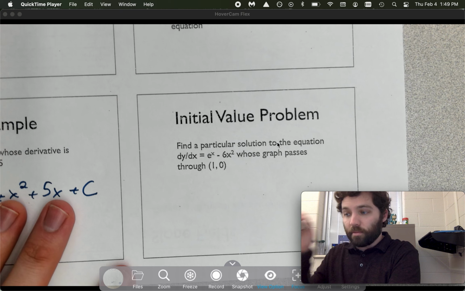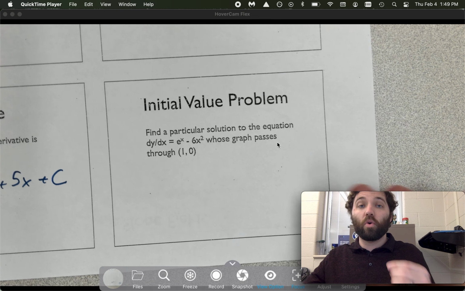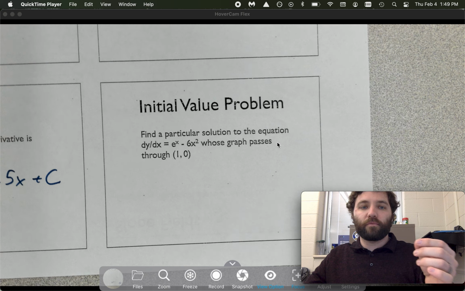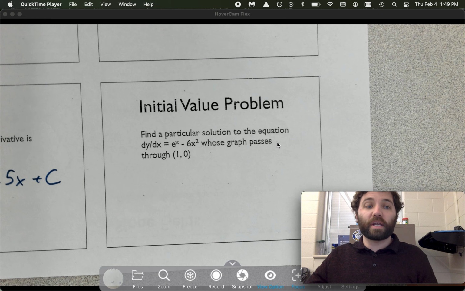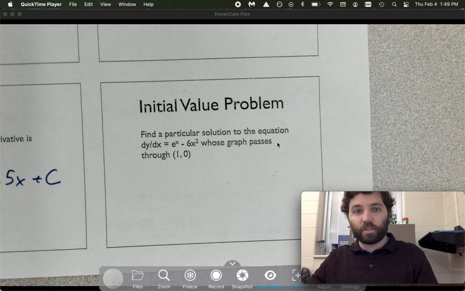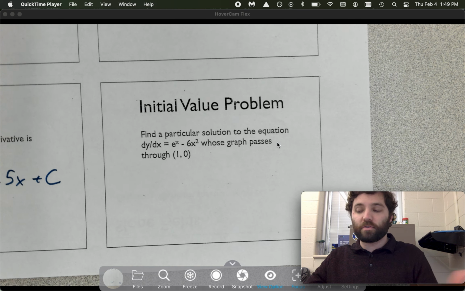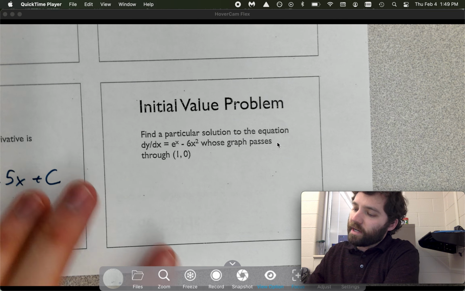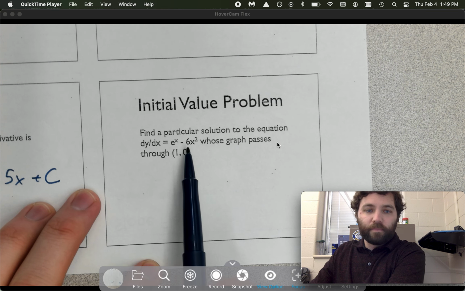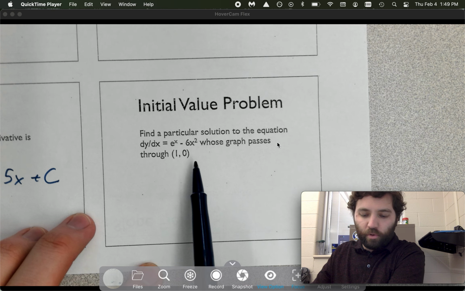An initial value problem is a problem where you're given a differential equation and you're told that the function whose derivative is given passes through a certain point. In other words, we can narrow the solution down to one specific solution to the differential equation as opposed to a family of functions or a family of solutions. So here we're given that dy dx is e to the x minus 6x squared, and we want to know the solution here. So it goes through the point (1, 0).